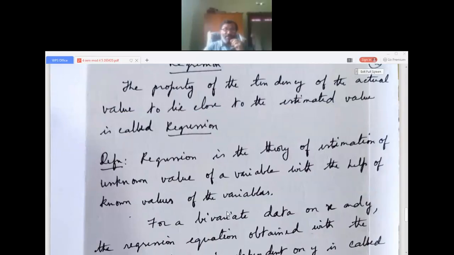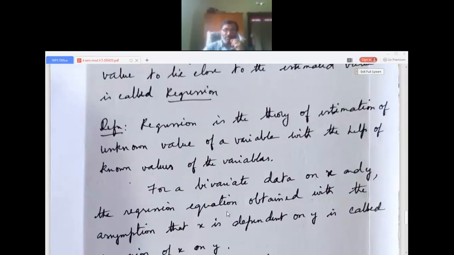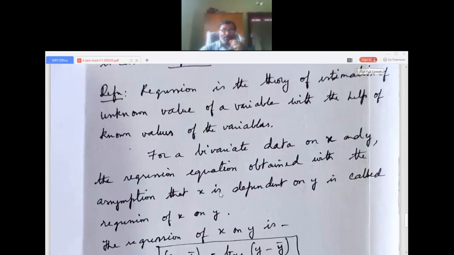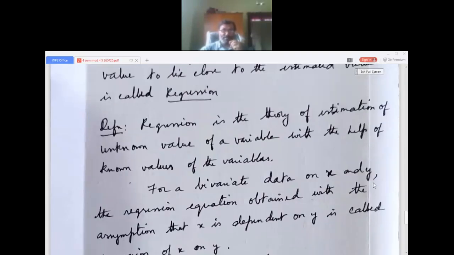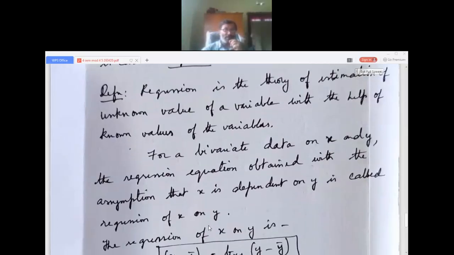For a bivariate data, usually you consider in your syllabus bivariate data only, that is two variables. For a bivariate data on x and y, the regression equation obtained with the assumption that x is dependent on y is called regression of x on y. So regression of x on y means x is dependent on y.